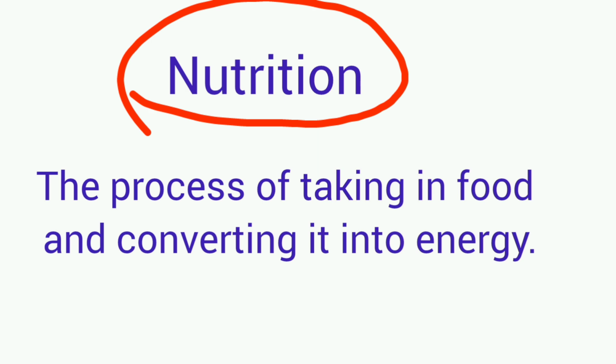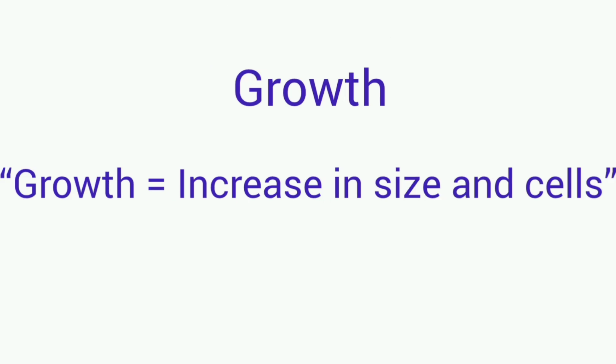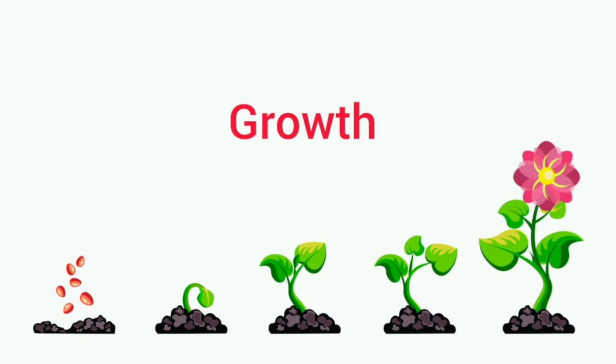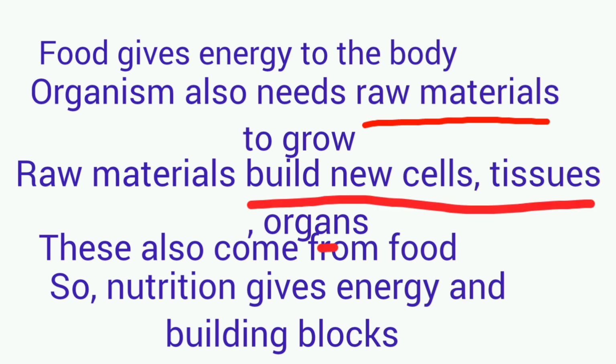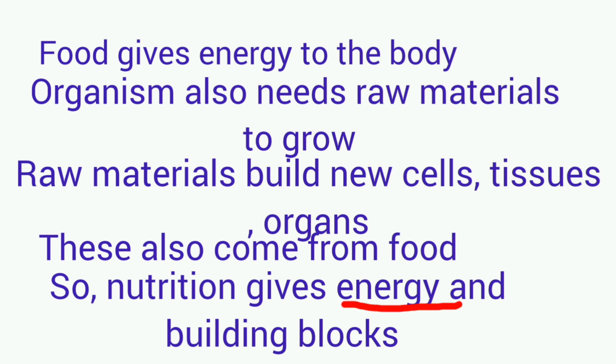What about growth? If an organism has to grow, it needs more than just energy, it also needs raw materials, that is, the substances to build new cells, tissues, and organs. And these materials, just like food, must come from outside the body. That is why nutrition plays two major roles. That is, the first one, providing energy, and the second one, supplying building blocks for growth and repair.